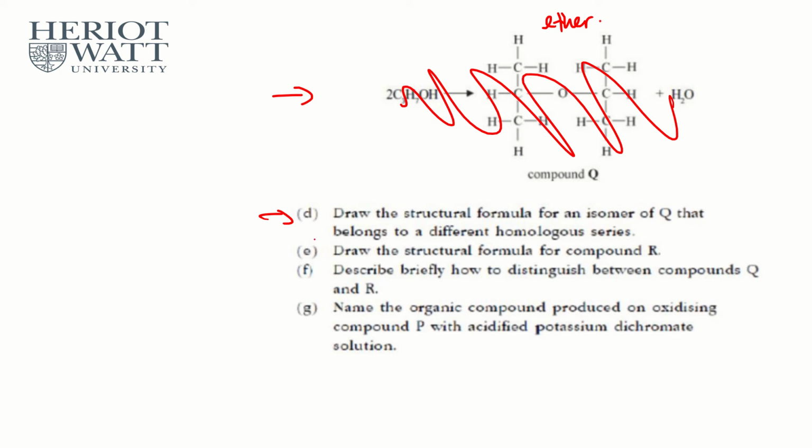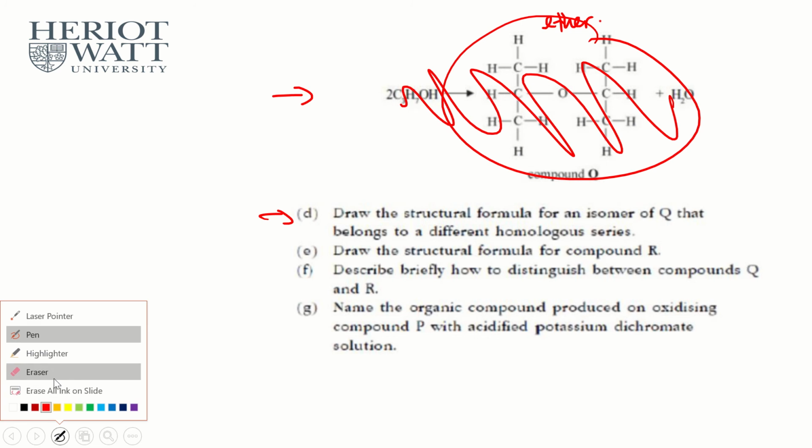draw a structural formula for an isomer of Q that belongs to a different homologous series. Now, when they say a structural formula for an isomer of Q that belongs to a different homologous series, it means that this Q is actually an ether, and we can change it into something else where it is not an ether but maintains the same formula. I mean, you can try it out as a bonus. How do we do that? Let's work it out, right? I can show you that, but always remember, you don't need to know anything about ether.